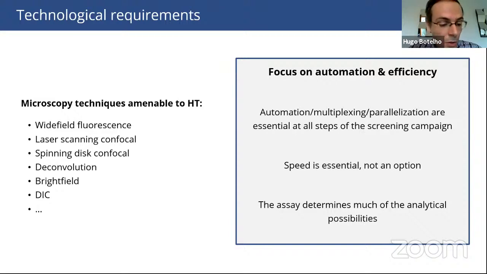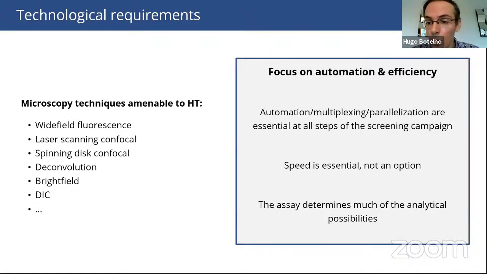None of what I told you so far indicates that high-throughput microscopy uses some sort of different basic microscopy setup. So in fact, most of the techniques which are amenable to high-throughput microscopy have already been presented by the previous speakers in this webinar series. So you can use a wide field fluorescence microscope or a confocal or a spinning disk microscope to perform high-throughput microscopy. So the focus here is not on the optics, it's rather on automation and efficiency.